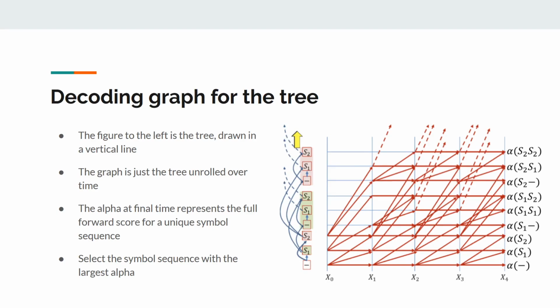Now we consider this following trellis-like structure for decoding the graph from the tree. You see that in this trellis, the symbols to your left are basically the same symbols in the semi-tree, but they have been unrolled over time. So the green nodes represent the upper half of the semi-tree and the pink nodes represent the lower half of the tree. At each node, we obtain the alpha or the forward score of a unique symbol sequence. We then use this trellis to select the symbol sequence with the largest alpha or forward probability.